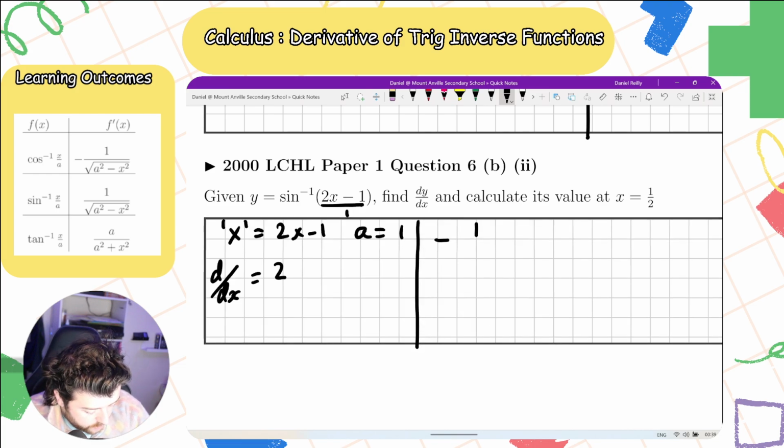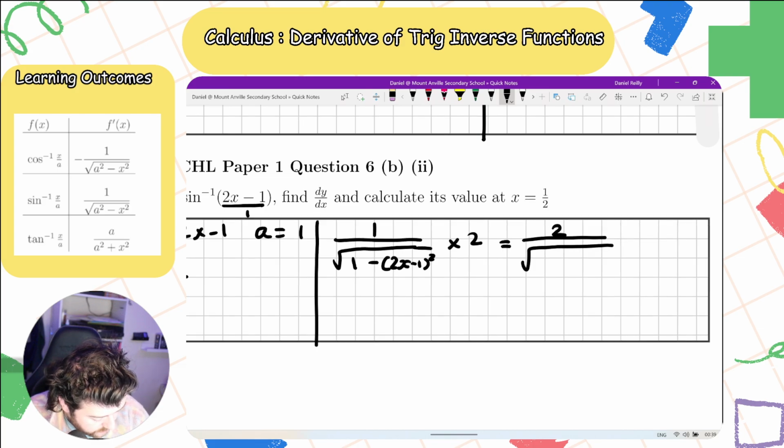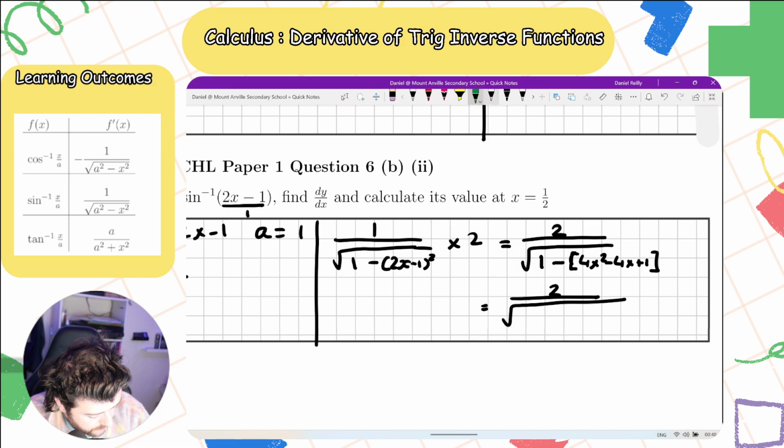Subbing it in, it's going to be 1 over square root of 1 minus (2x minus 1) squared, multiplied by 2. That is going to be equal to 2 over root 1 minus this squared out, which is going to be 4x squared minus 4x plus 1. We multiply this bracket out, it'd be minus 4x plus 1. Now that's just going to be 2 over square root of 1 minus 1. They're going to cancel there. It's going to be 4x minus 4x squared.